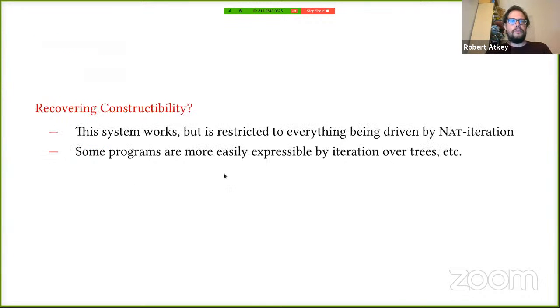So as I said, this system works, but is restricted to everything being driven by Nat iteration. We get some source of Nats from the input, and then we're told that you can only write programs which iterate upon that natural number. Now, some programs, I would say almost all programs, are more easily expressible by iteration over trees or any other kind of data structure we might take as input. And certainly subbits of programs are more easily expressible by this means.